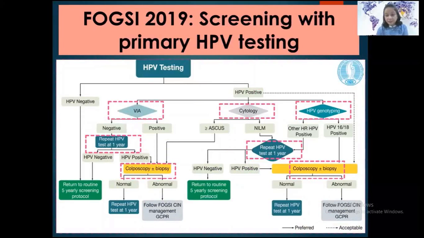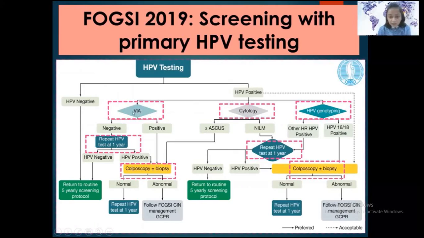So besides these recommendations, they also provide algorithms where you can decide the management approaches depending upon the primary screening modality used. Like if HPV testing has been used as the primary screening modality, and if it comes out to be positive, then preferably instead of going directly for the treatment, which can also be an acceptable option, triage should be done by employing another test. Like VIA can be done, cytology can be used, or genotyping can be done.